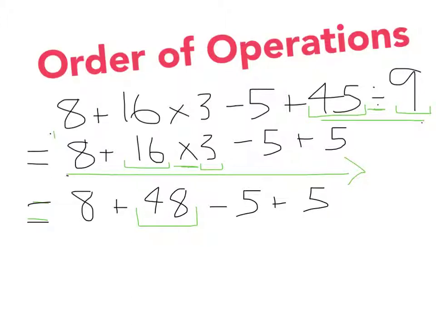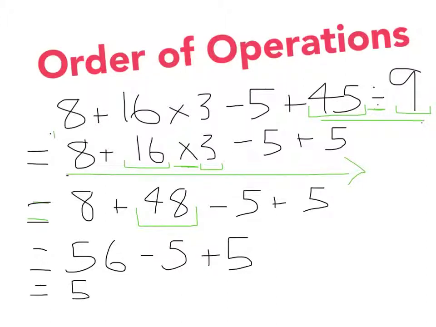So that's multiplication. Now I do addition. I move left to right. So 8 plus 48, that gives me 56 minus 5 plus 5. So minus 5 plus 5. If I look at my number line, I go to negative 5 and I add 5 equals 0. 56 is my answer because negative 5 plus 5 cancels each other out.